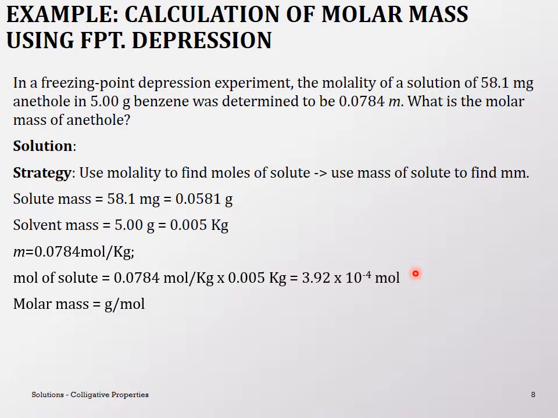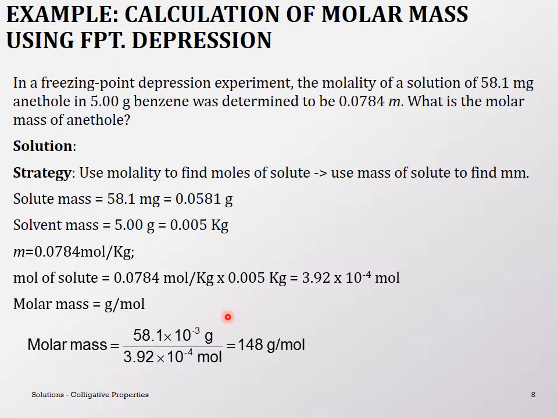Once you find the moles, then all you have to do is find the molar mass, which is grams per mole. The grams of the substance is given to us over here. It's given in milligrams, so we're going to have to convert that to grams. Divide that by moles, because that is the unit of molar mass, grams per mole. So that is going to be our next calculation: 58.1 times 10 to the power of negative 3 grams divided by the moles that we calculated, and that's 148 grams per mole.